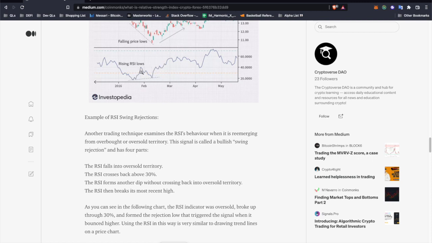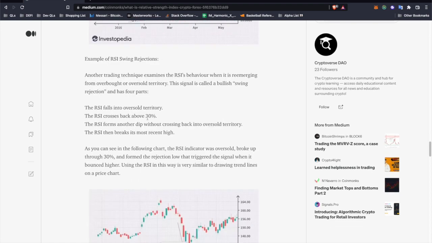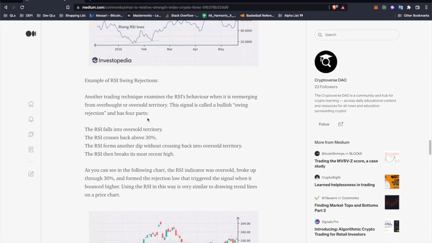And then the RSI breaks its most recent high. So if this had continued up here, it breaks above 30, dips, and doesn't cross, and then if it had continued up here and formed a high that is higher than this high, that would be an example of an RSI swing rejection.